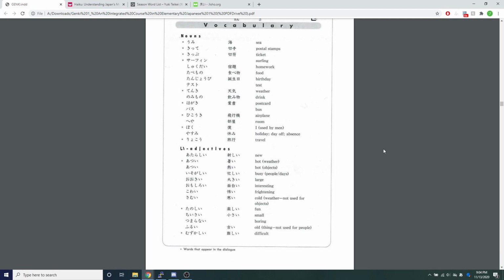Yasumi is holiday or day off or absence. It comes from the verb yasumu. So yasumimasu means to take a rest, but you could add any season here, for example, summer break is natsu yasumi. So you just plop that on there. You could also say kyou wa yasumi desu. So like today is a day off, right?